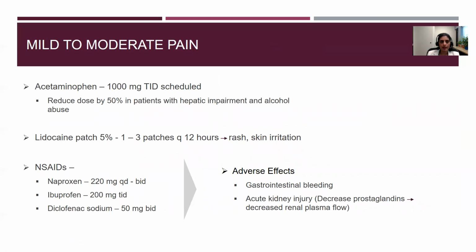The most common medication that's used is acetaminophen. You can use a gram 3 times a day, scheduled. It is a relatively safe medicine in older patients. Beyond 3 grams is when we start getting concerned about effects to the liver. If someone has underlying liver disease or alcohol abuse, then you want to decrease it by 50%. So almost 1500 milligrams is where you would want to schedule the acetaminophen.